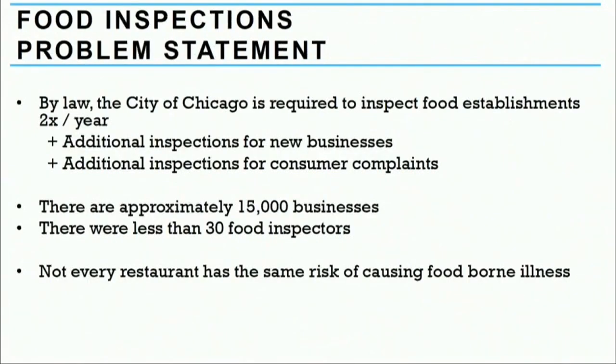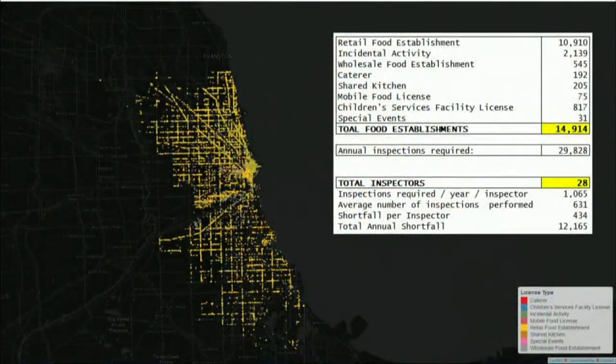So the problem was this. We have about 15,000 food establishments in the city of Chicago, and when we started the project, we only had less than 30 food inspectors. And they're supposed to do the inspections twice per year, which means that they can't really do it. And the problem is a big problem. And it really is related to foodborne illness.